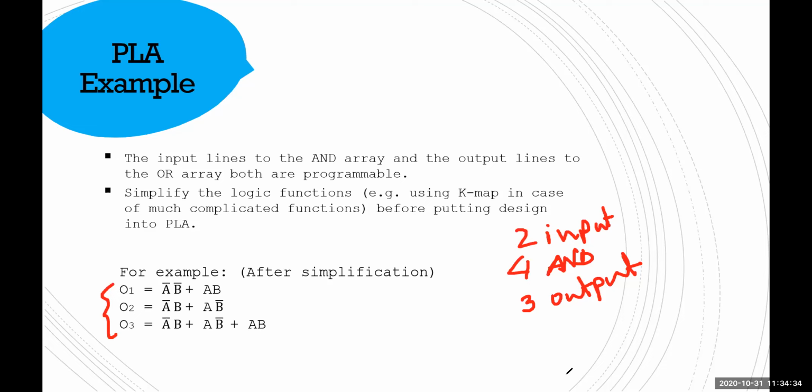Number of AND gates: if the number of AND gates is 16, it will work because you actually need only 4. If the number of AND gates is 3, it will not work. So these are the minimum specifications you need to ensure. Okay, let's do an example. So let's go to the next page.